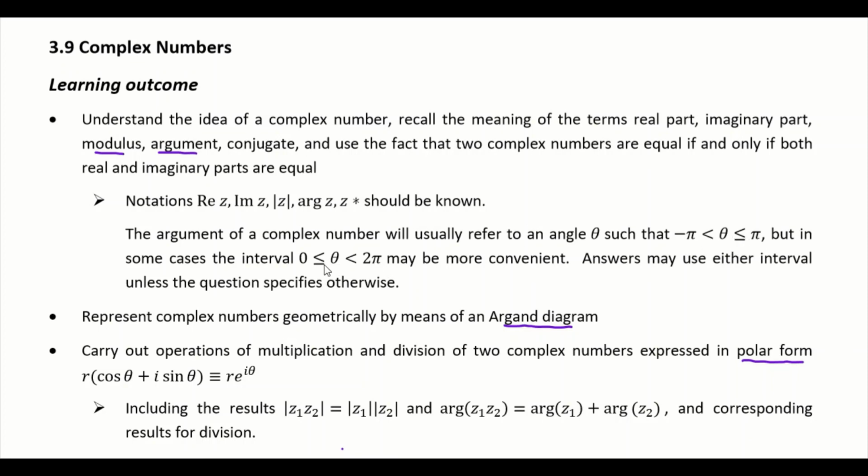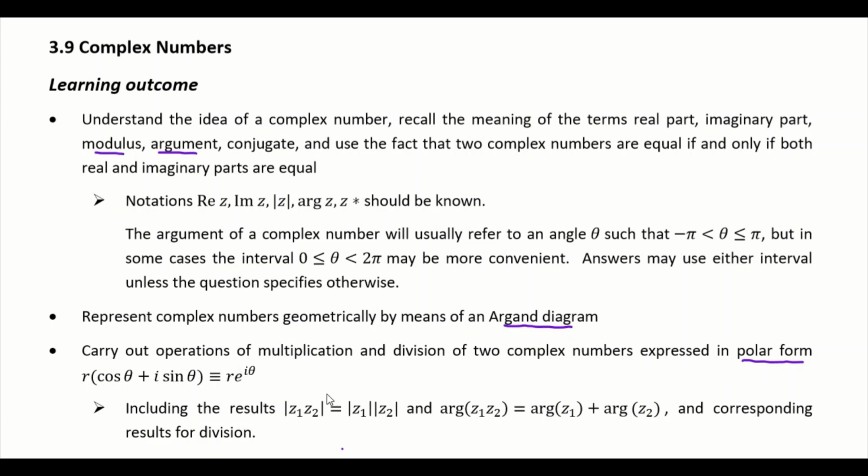In some cases, maybe they will request for theta between 0 to 2 pi, but it will be given in the questions. Normally I will still prefer you to write it by using the principal argument, which is in the form of negative pi to pi. After that, we also know how to represent the complex number by using the Argand diagram, whether by using a point or by using the vector, when we try to find the polar form. Then we know how to express the complex number in polar form, so we have the modulus argument form, then the exponential form.